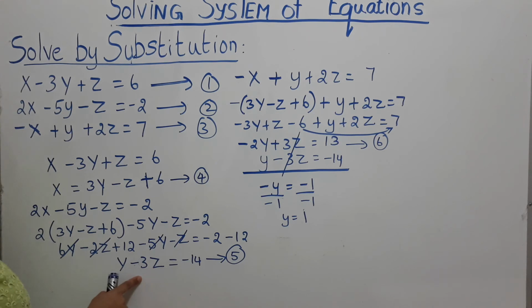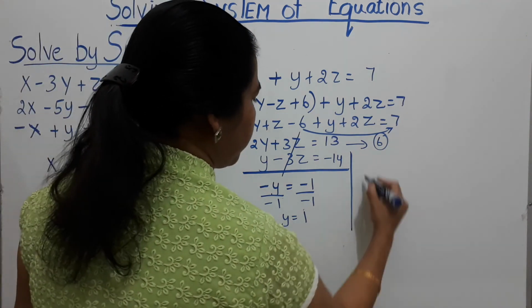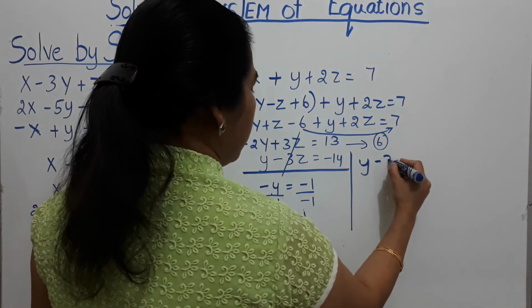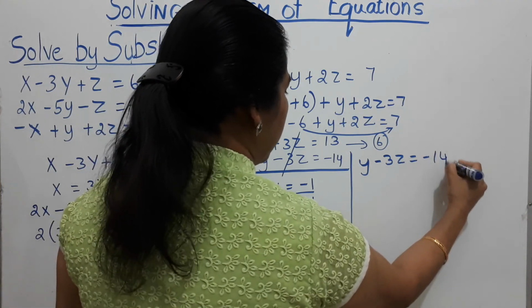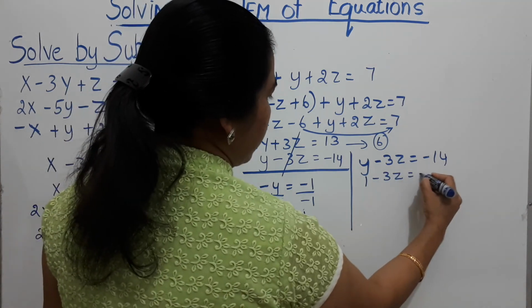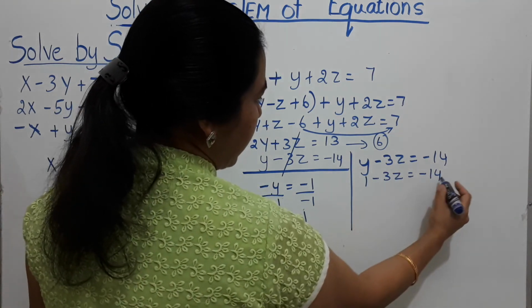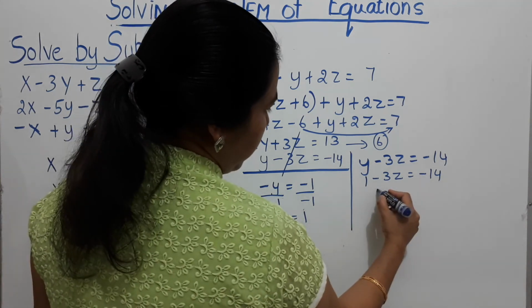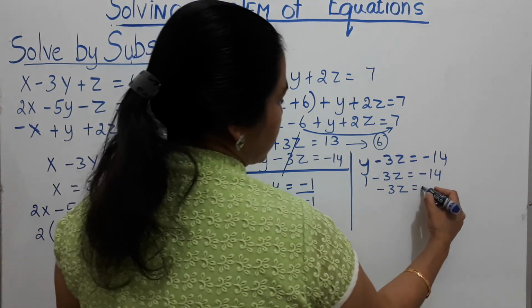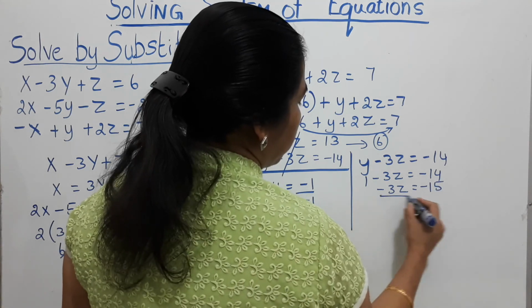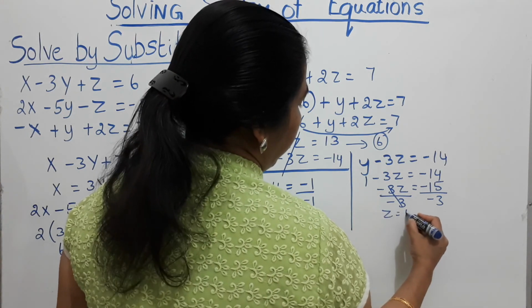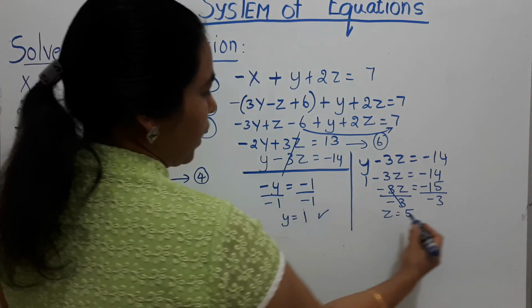Let us take fifth equation for that. So y minus 3z equals negative 14. The value of y is 1. So 1 minus 3z equals negative 14. So when you bring this to the other side, it will become minus 1. So minus 3z equals minus 14 minus 1, which will be negative 15. So divide both sides by negative 3. So this will be gone and z equals 5. Okay. Now you know the value of y and also z.